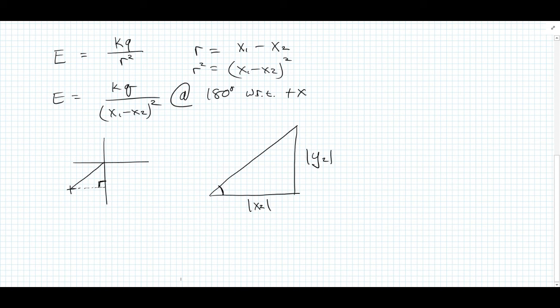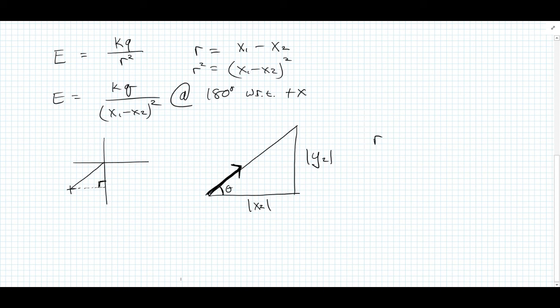And then there's going to be some angle here, which is actually the angle that I'm looking for, because the electric field is going to point along that line like this. So how far am I from the origin? Well, I just need to calculate the length of the hypotenuse on this triangle.